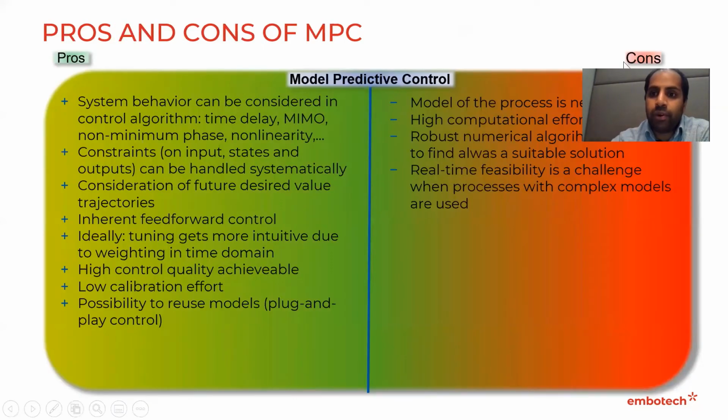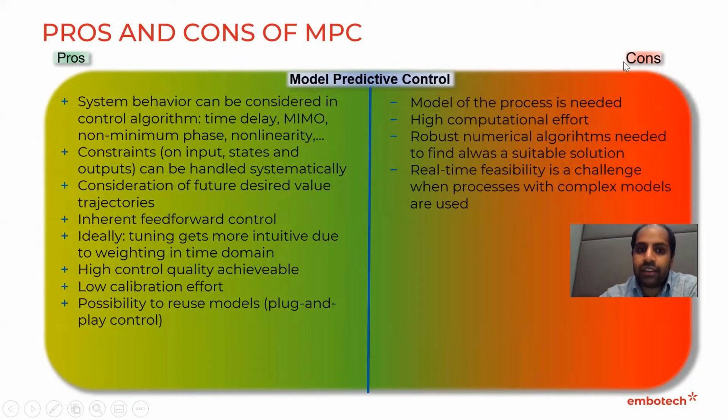So let's look a little more in detail at the advantages and disadvantages of model predictive control. Because we take into account the model and then do this optimization, we are quite flexible in terms of the system behavior that we can consider. So we can consider time delays, multiple inputs, multiple outputs, meaning you have several inputs that control several outputs. You can control non-minimum phase behavior, nonlinearity, and a lot of other features because you actually model them. As long as you can model them and you're able to optimize for them, you can take them into account in a very systematic way.